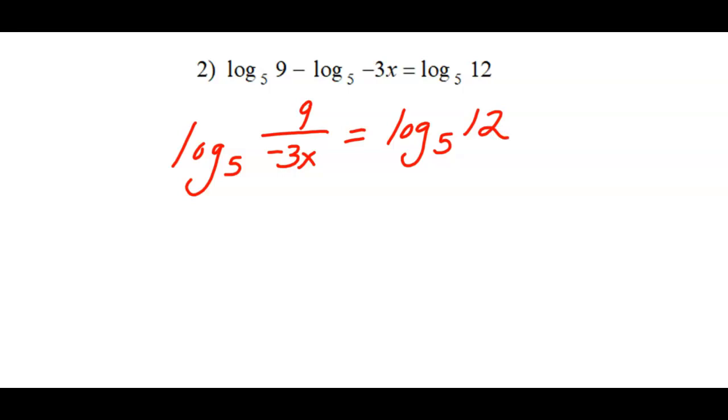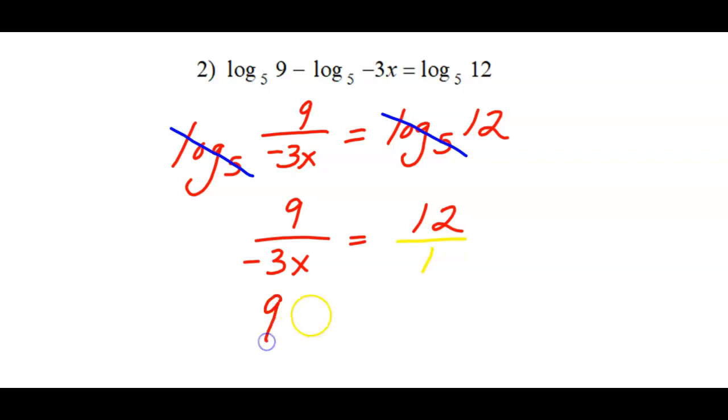So now that you have it condensed down to a single log on each side, we can cancel our logs off and solve the equation. 9 over negative 3x equals 12. And then I always think about these like proportions. I would put my 12 over 1 and then cross multiply. So if you do 9 times 1, you're going to get 9. And then negative 3 times 12, negative 3x is going to give us negative 36x.